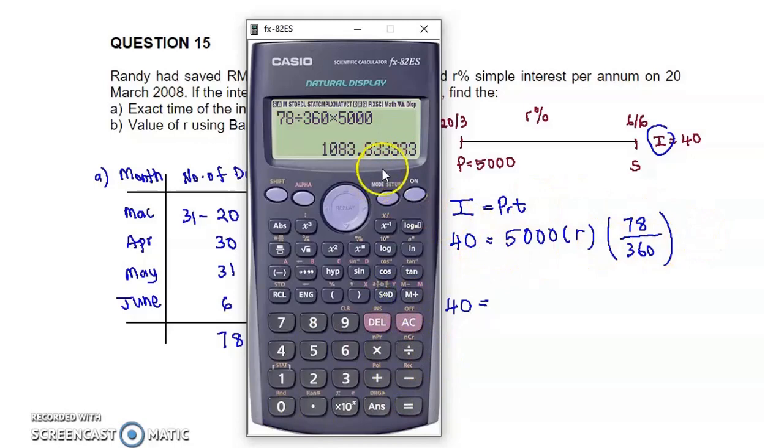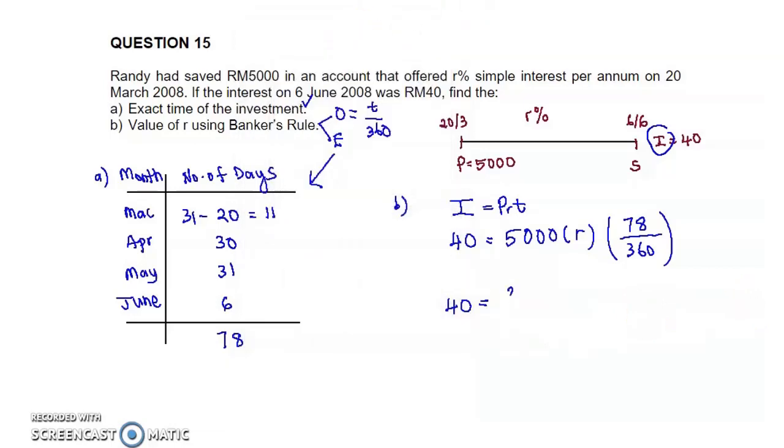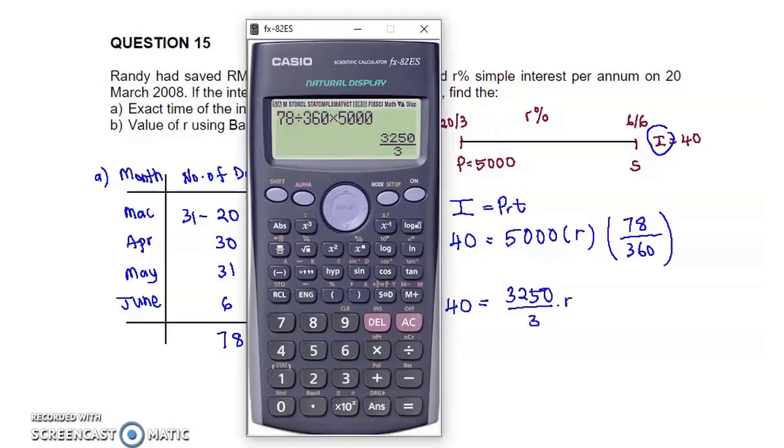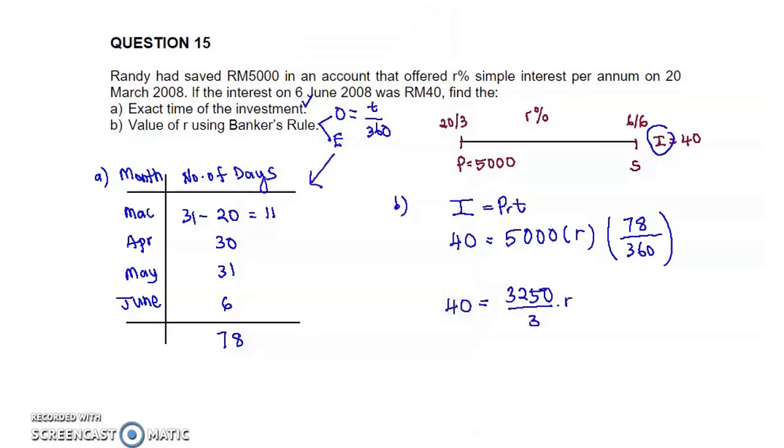So this part, if you round off to 4 decimal point, okay, you use 1083.3333. Okay, if you want precise answer, then you write in fraction. Okay, so both are acceptable, no problem. So let's say here I use fraction 3250 over 3. Let's check 3250 over 3. So R equal to 40 times 3 over 3250.